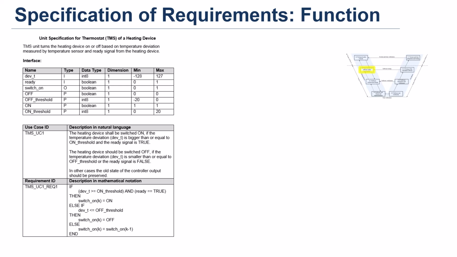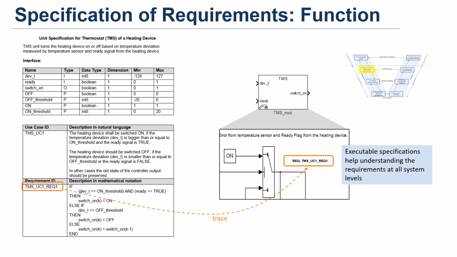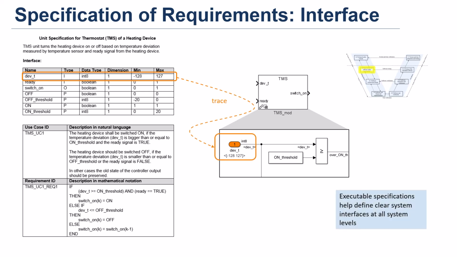The specification of requirements is the basis for compliant development. The models can be defined based on the requirements, and we can trace the requirements down into the model and back to the requirements. So the executable specifications help understanding the requirements at all system levels. The developers receive a new in-depth perspective on the system development if they define the requirements in the semi-formal notation and model those. The executable specifications help define clear system interfaces at all system levels.